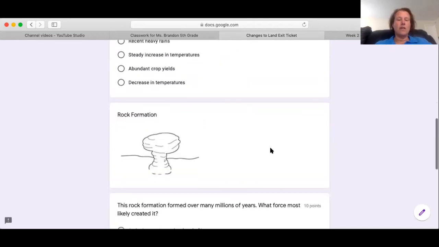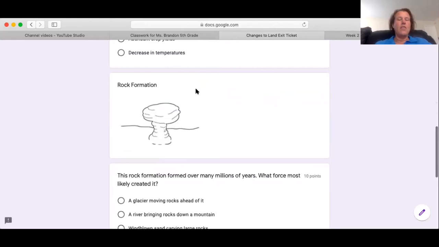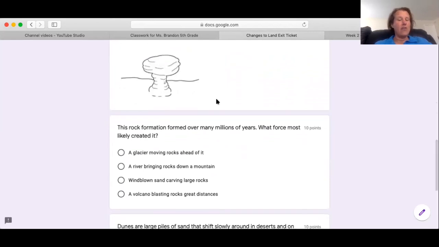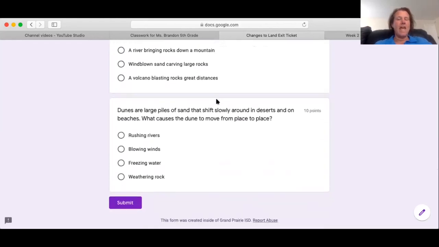Rock formation. Let's look at this rock right here. This rock formed over many millions of years. What force most likely created it? A glacier moving rocks ahead of it? A river bringing rocks down a mountain? Wind-blown sand carving large rocks? Or a volcano blasting rocks great distances? And the last question. Dunes are very large piles of sand that shift slowly around in deserts and on beaches. What causes dunes to move from place to place? Rushing rivers, blowing winds, freezing water, or weathering rock.